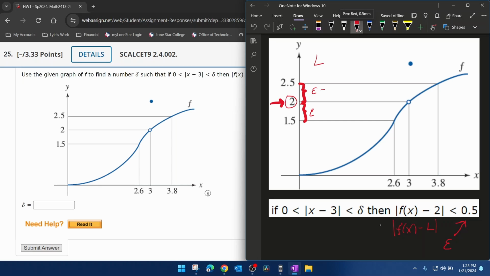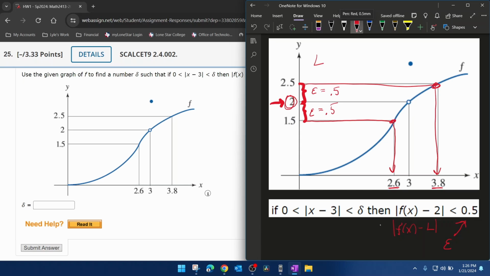So I'm going to label that in our picture. Epsilon is not 0.05, it's 0.5. 0.5 is epsilon. Now, if we track those over and down, you can see that the corresponding x values for the ordered pairs on the function that put us 0.5 units away from L, those are 2.6 and 3.8.